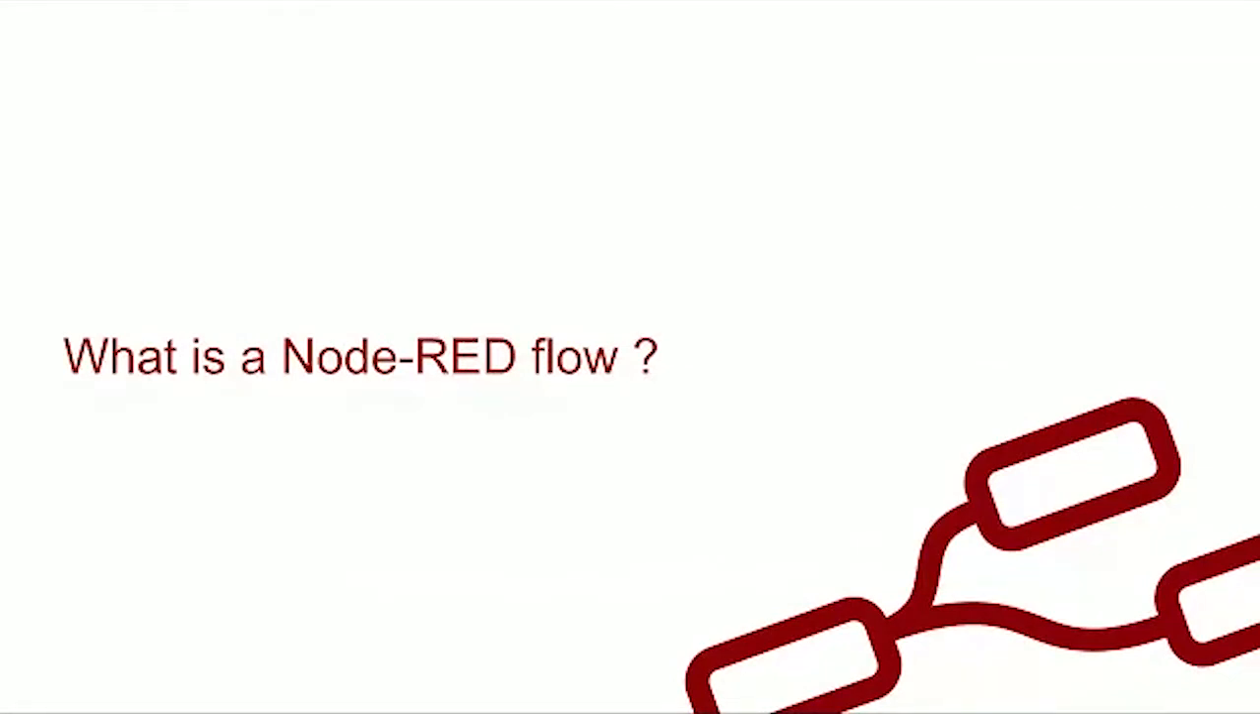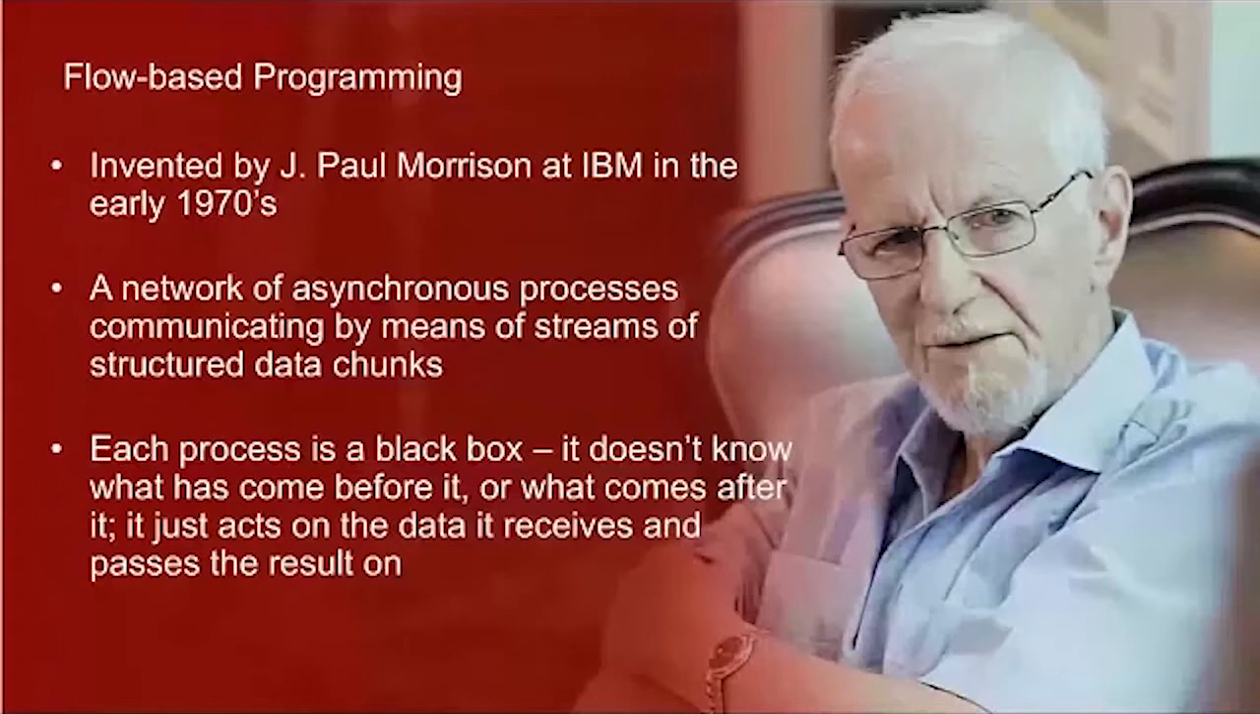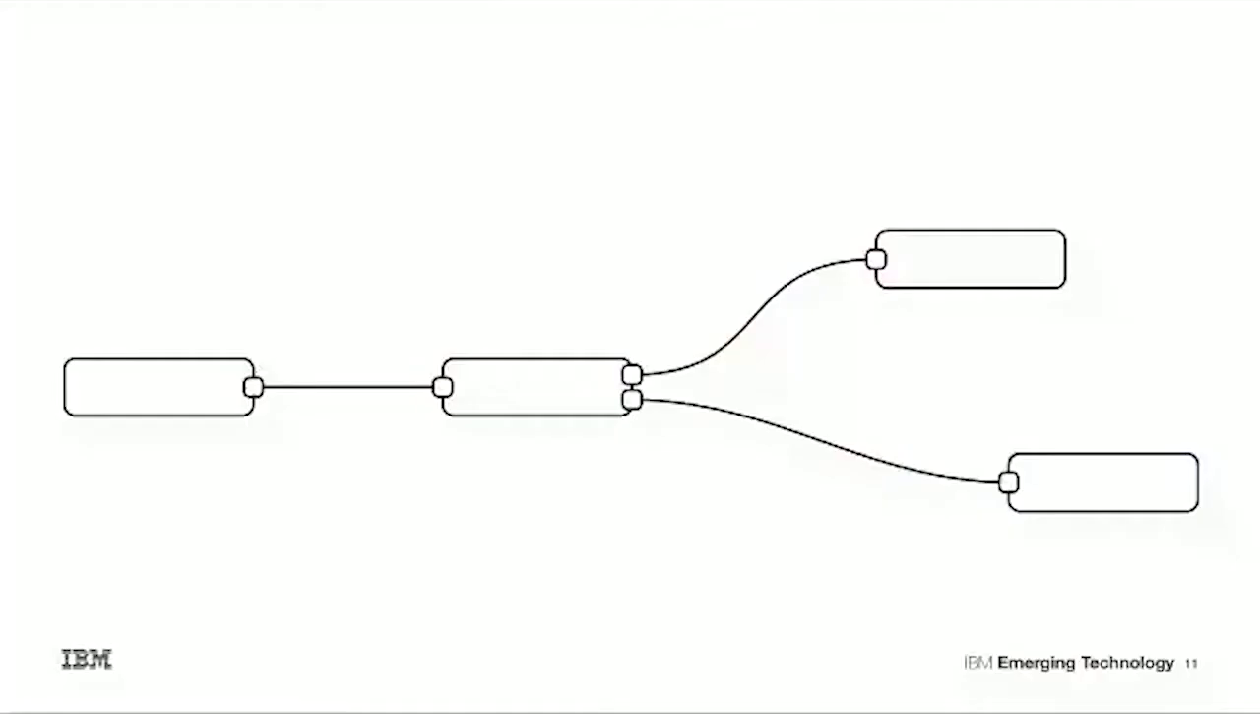And it turns out this is not a new idea by any means. And in fact, it turns out IBM invented the concept of flow-based programming back in the 1970s, which is what Node-RED is an embodiment of. J. Paul Morrison described it as creating this network of asynchronous processes. Each process communicates through streams of structured data chunks. And a key point is that each process, each black box, or each node in the Node-RED sense, doesn't know what comes before it, it doesn't know what comes after it. It's just given some data, it processes it, and it passes the result on. And that's what Node-RED is all about.